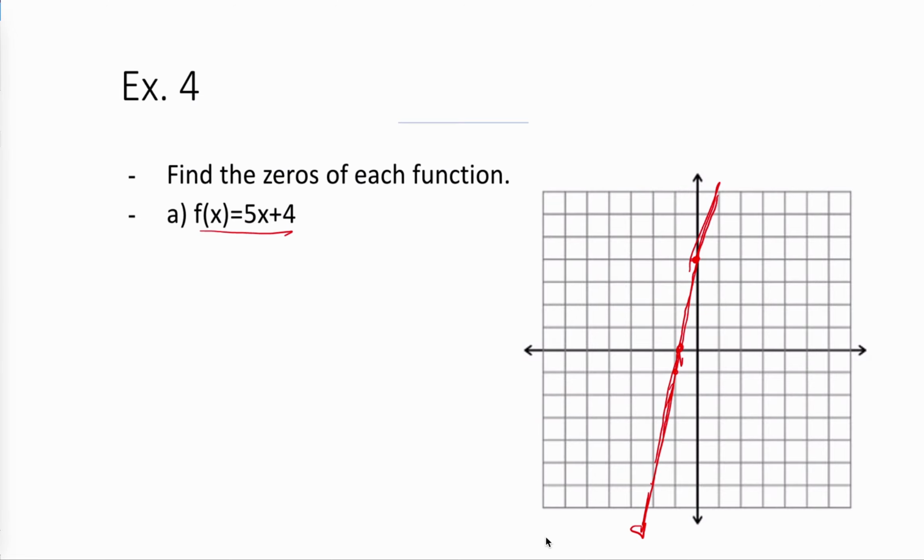And so it looks like we have an intercept here at what looks to be negative 4/5. We can also solve for this algebraically by setting the equation equal to 0. So the 0 of the function is where f of x equals 0, so plug in 0 for f of x and solve for x. And we do indeed get that x equals negative 4/5.